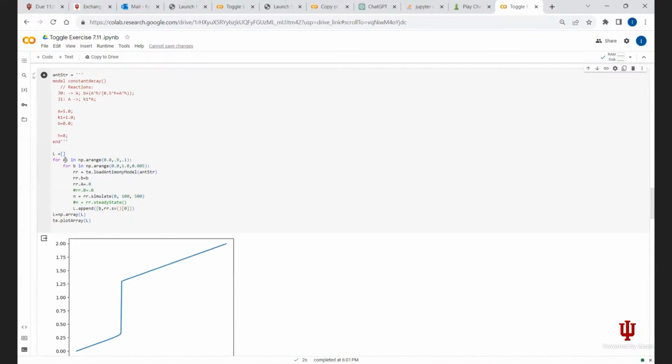Okay, so here we're plotting for A1 in this range. Changing or assigning a basal rate, simulating. Now we're appending the basal rate and RRSV 0.